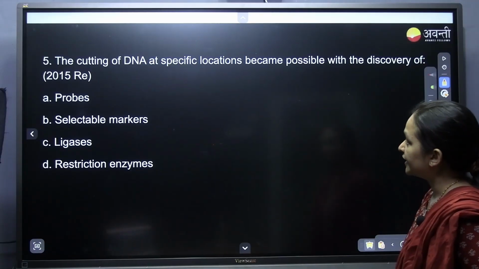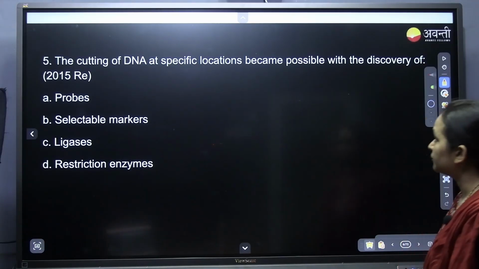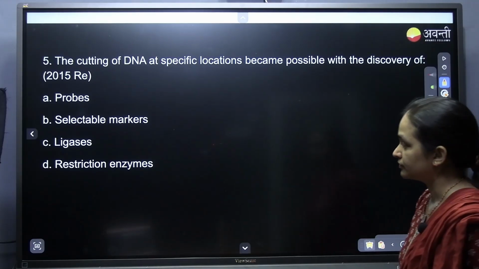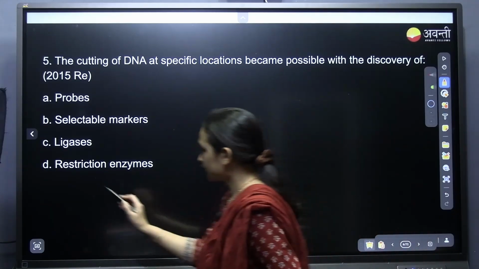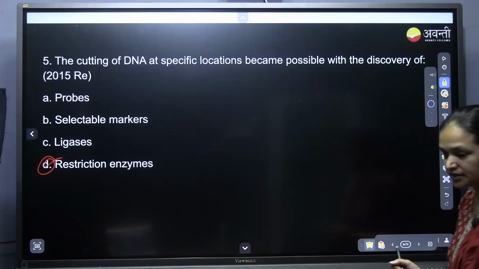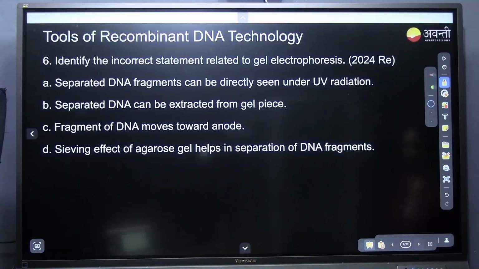The cutting of DNA at specific locations became possible with the discovery of restriction enzymes. Yes, restriction enzymes. D for Delhi is the correct answer.